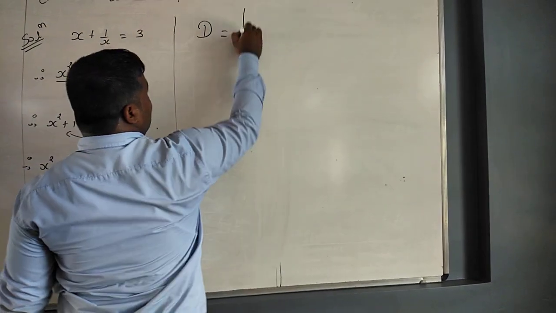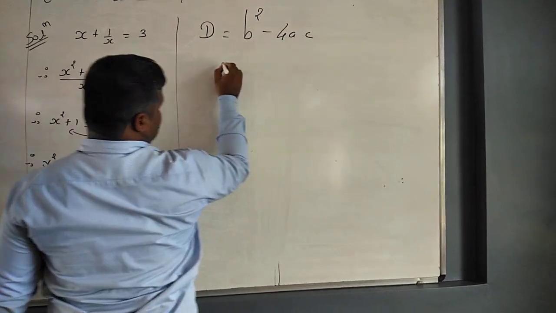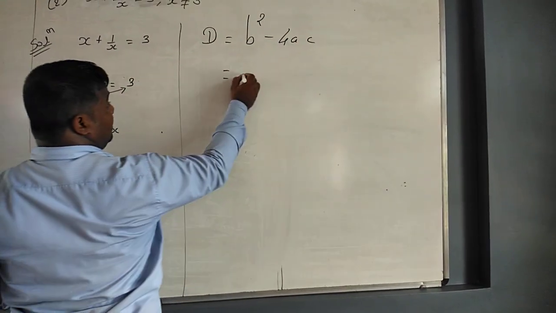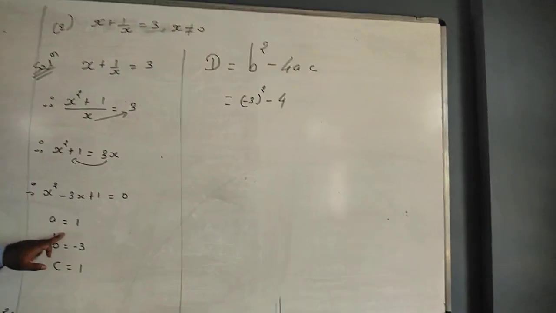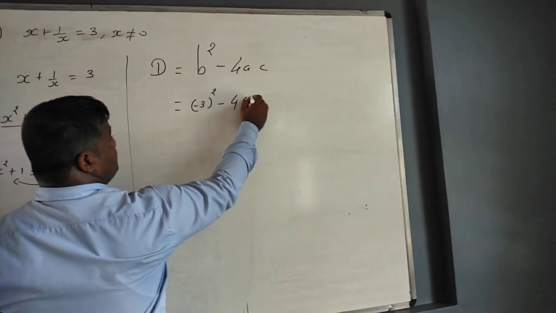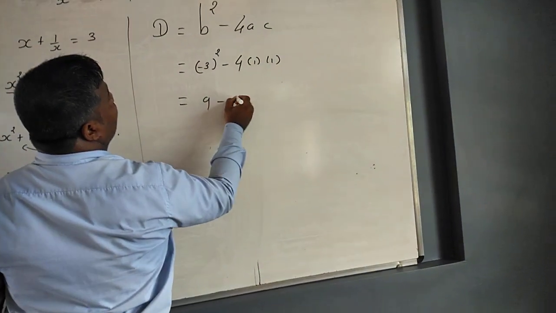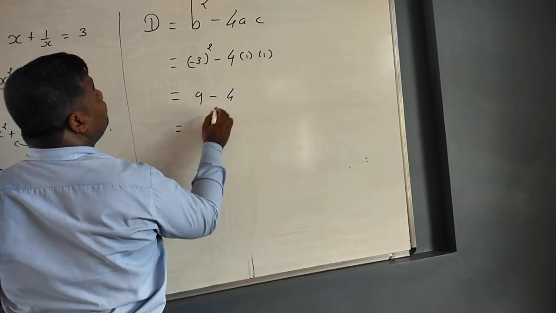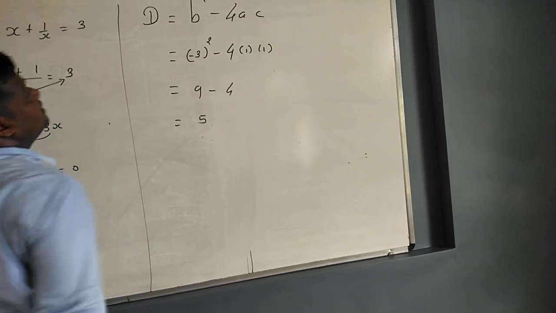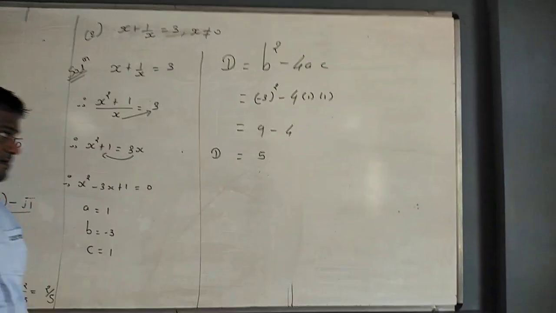D is equal to b square minus 4ac. That is b is minus 3 to the square, minus 4, a is 1 and c is also 1. 3 square, that is positive 9. 4 1s are 4. 9 minus 4, it gives you 5. So what is the value of d? D is equal to 5.